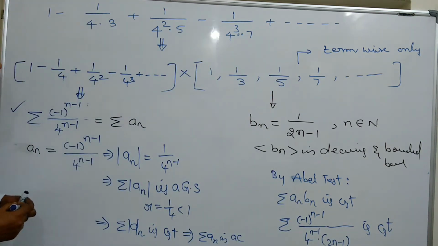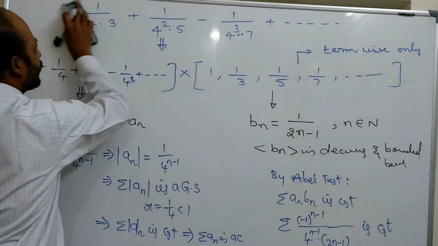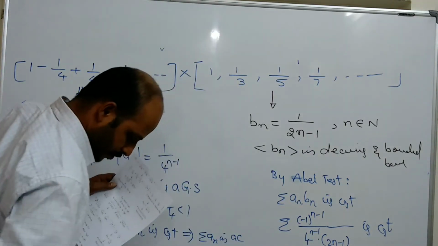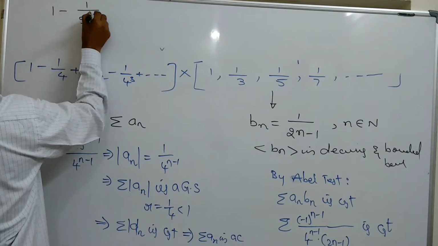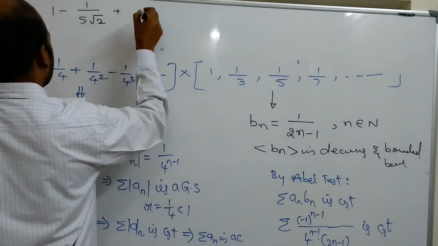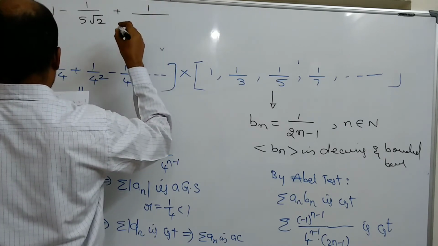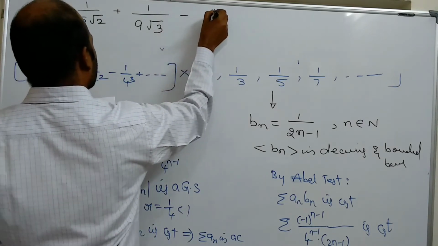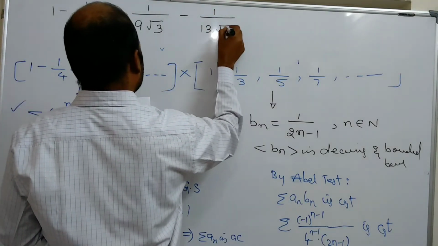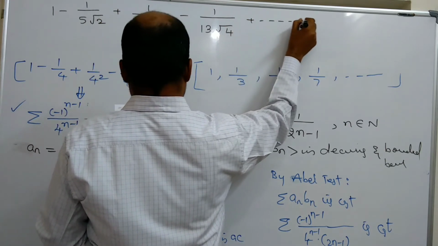You observe that. Let us solve the next problem, the third one. Test for convergence: 1 minus 5 into root 2, 1 minus 5 into root 2 plus 1/(9 into root 3) minus 1/(13 into root 4) plus and so on.